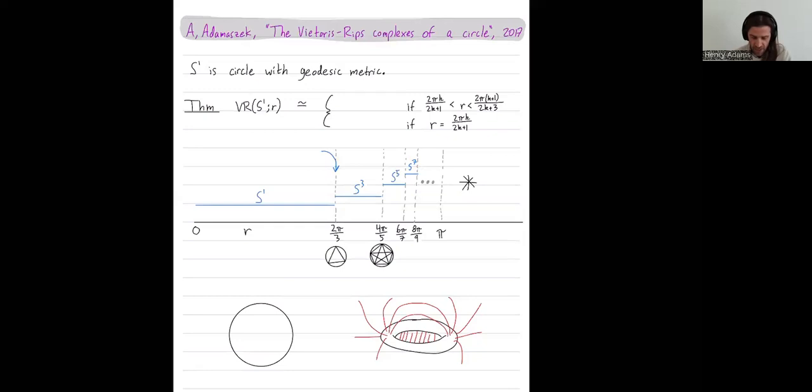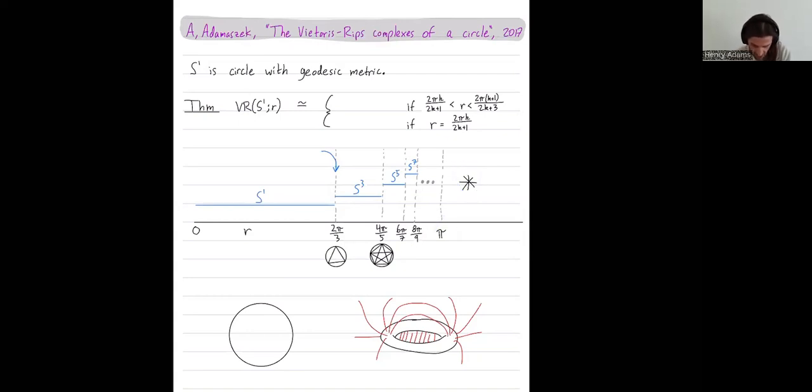There's a range of scales for which the Rips complex of the circle gives you the 3-sphere, and then the 5-sphere, and then the 7-sphere for shorter and shorter intervals of scale, until finally you reach the diameter of the circle, after which everything is contractible.